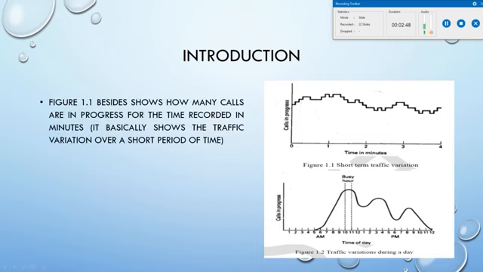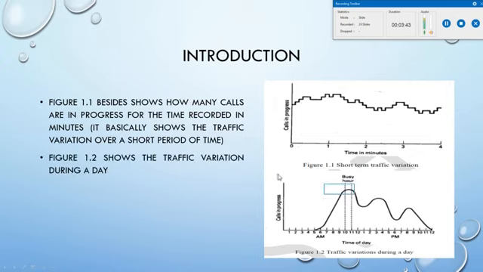Next, if we look at figure 1.1, we can see a small graph which represents how many calls are in progress for a given amount of time. Here, if we observe, the number of calls in progress can vary depending on the timing we have chosen. Now in figure 1.2, we consider the entire day, that is 24 hours, and see how many calls are in progress on a given day. It can have different variations.